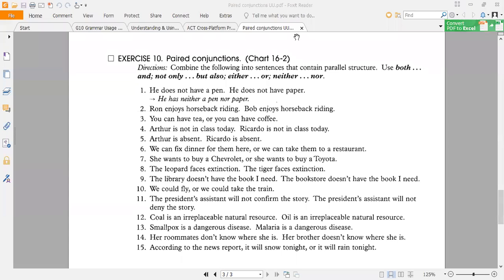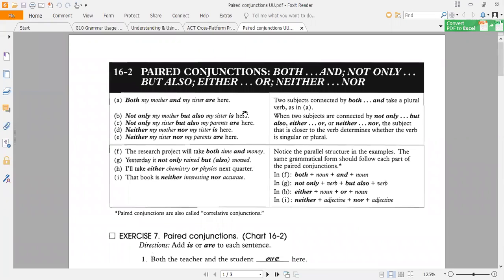Would you please confirm that you can see this PDF? Paired conjunctions: both...and, not only...but also, either...or, and neither...nor.